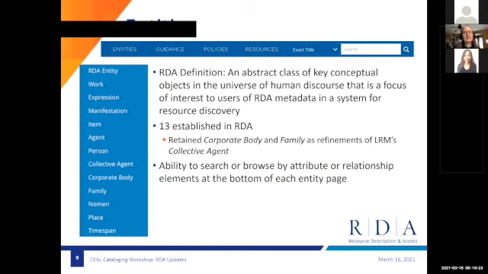The RDA definition is that this is an abstract class of key conceptual objects in the universe of human discourse that is a focus of interest to users of RDA metadata in a system for resource discovery. Or, rephrased, an entity is some aspect of the real world, physically or logically, that can be distinguished from other aspects. Entities in RDA are limited to the things libraries want to collect, describe, and provide access to. There are 13 of these in RDA. As I mentioned, RDA entity is at the top. And LRM allows us to provide refinements of elements. And so we retained corporate body and family largely unchanged from original RDA as refinements of collective agent. Entities have the ability to search or browse by attribute or relationship elements at the bottom of each entity page, which I'll show you on the next slide, please.